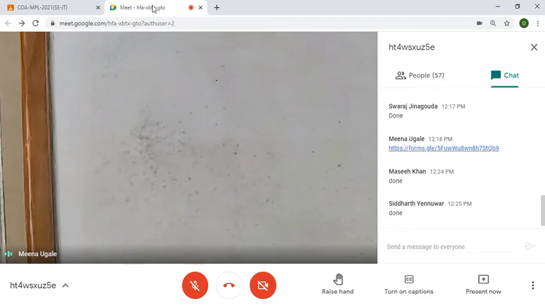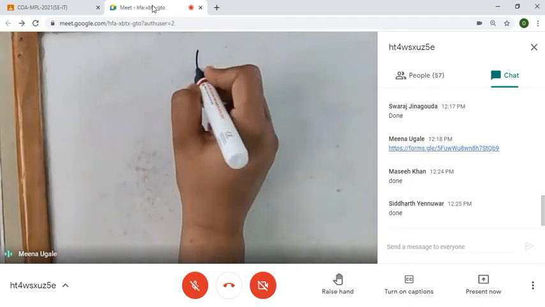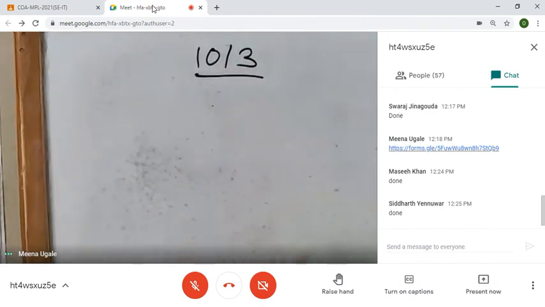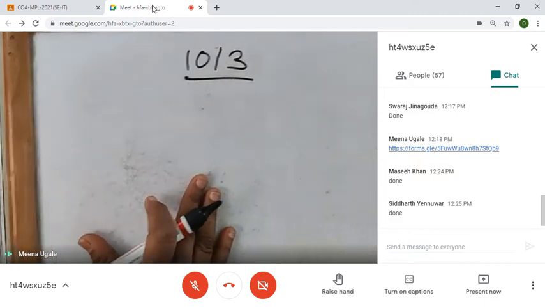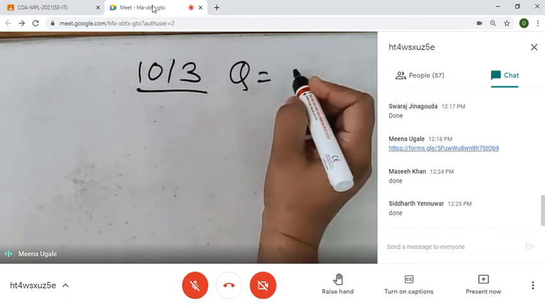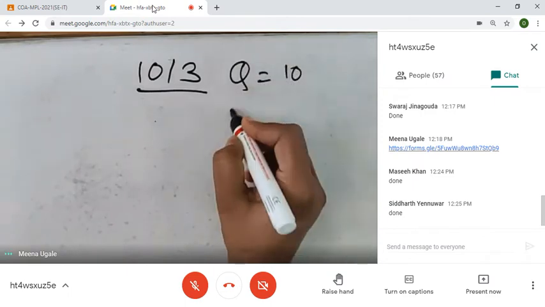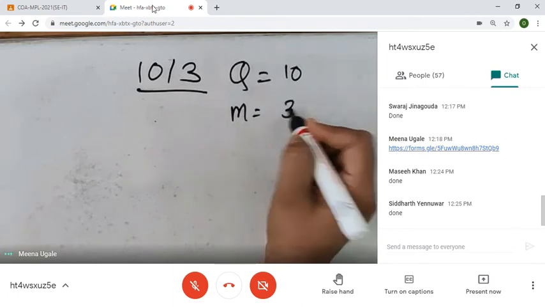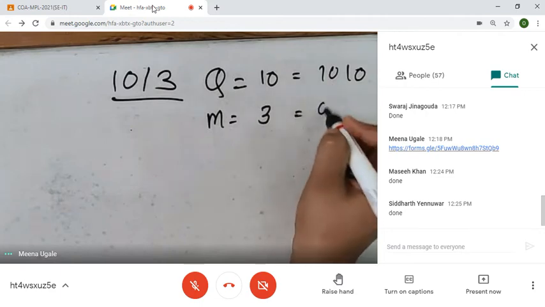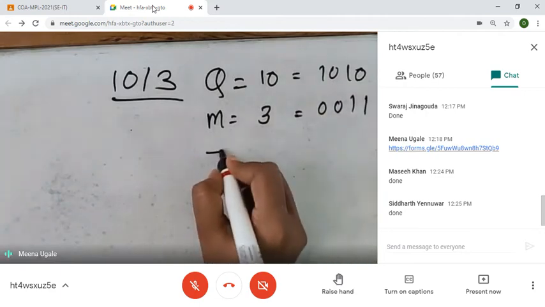Using non-restoring division algorithm, solve 10 divided by 3. Question is 10 divided by 3. Using non-restoring, please note down this title properly in your notebook. Non-restoring division algorithm, go for 10 divided by 3. Take value of Q, take value of M, convert it into binary, find out minus M also.